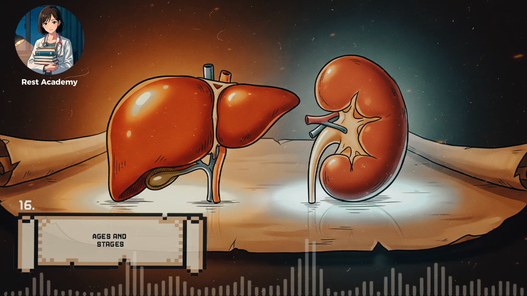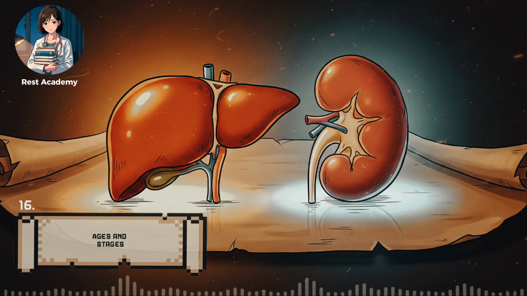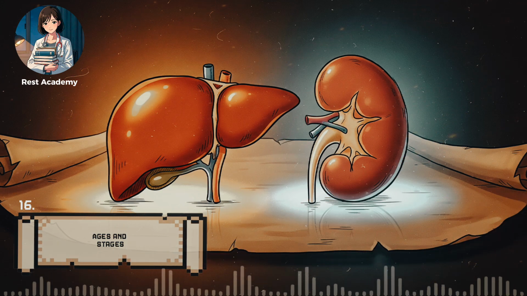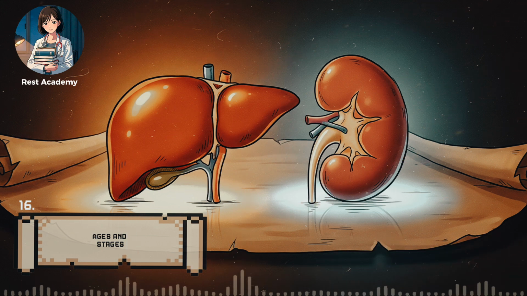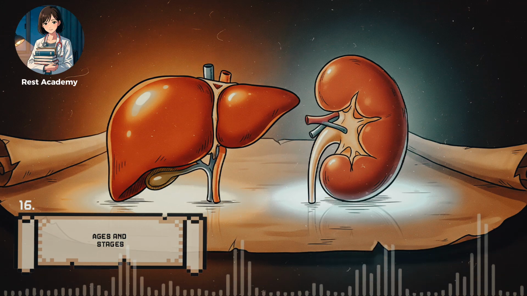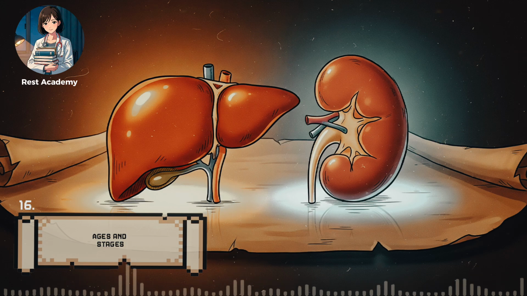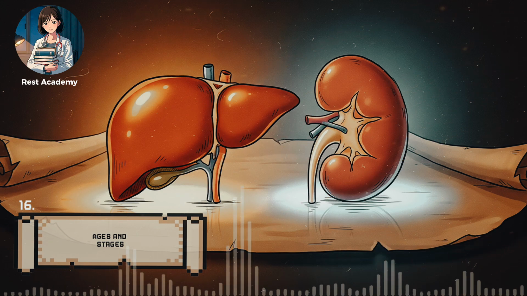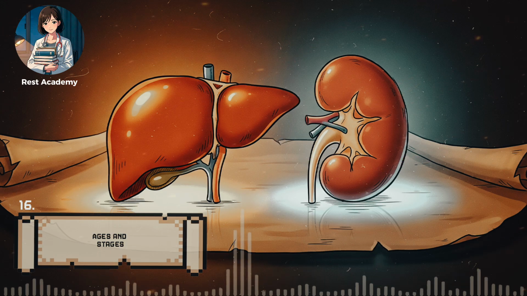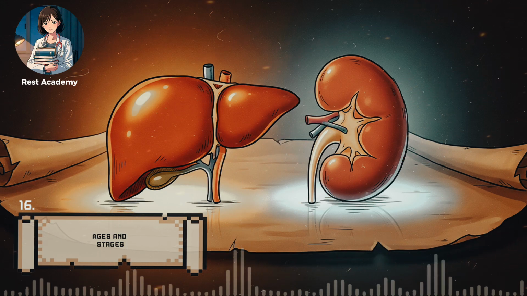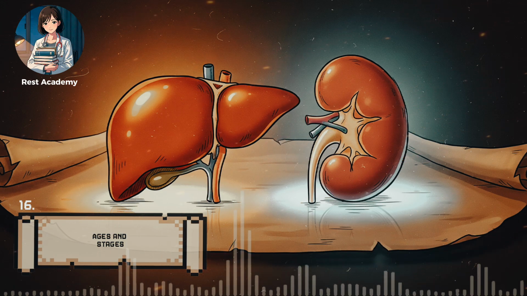Aminoglycosides, confined largely to extracellular fluid, distribute less widely but require monitoring because accumulation in kidneys and ears can be toxic. Bioavailability measures how much of the administered dose actually reaches systemic circulation. Intravenous routes provide 100%, but oral routes may be reduced by incomplete absorption or first-pass metabolism. Some drugs, like propranolol, have low oral bioavailability, requiring higher doses orally than intravenously.